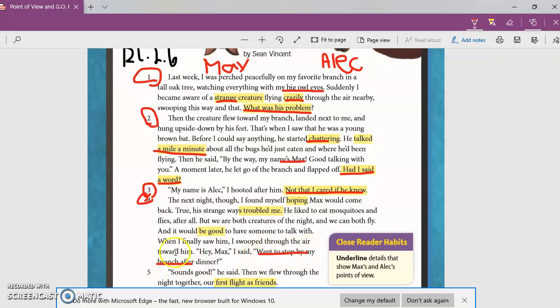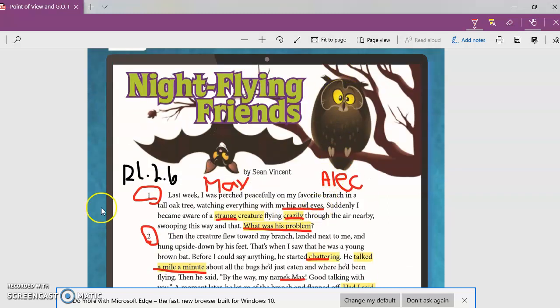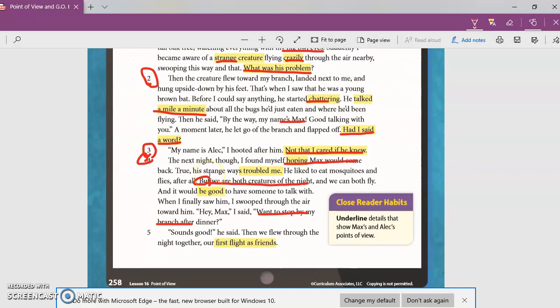So after reading paragraph 4, we can tell that Alec, our narrator, the owl, has had a change of heart. He no longer thinks of this bat as kind of annoying, but we start to see that he thinks they're a little bit alike, because it says we both are creatures of the night. And we see that keyword "but," and we also see the words hoping Max would come back. So I believe that Alec's point of view has kind of shifted since the beginning of the story.